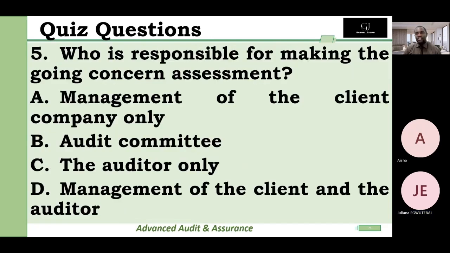Okay. Number 5, who is responsible for making the going concern assessment? Management of the client company only. Audit committee, the auditor only. Management of the clients and the auditor. Quite tricky. Okay, J is fast. Are you sure it's C? Final answer. Yes.